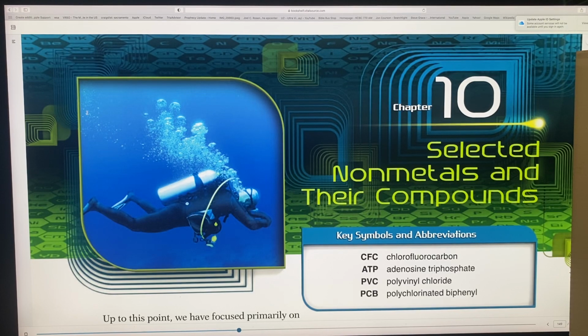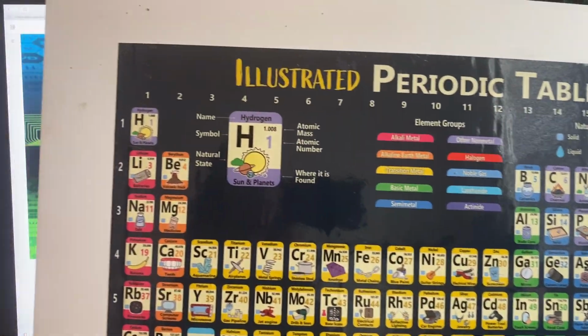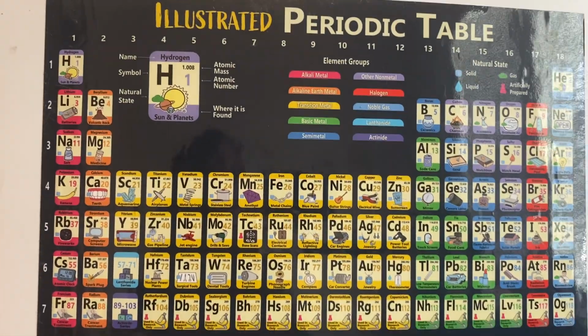So we're in your chemistry chapter 10. We're going to be talking about selective nonmetals and their compounds in this whole chapter. For the next 8 videos, we're going to be talking about certain nonmetals. As you recall, the periodic table, we'll be going over some of the metals and nonmetals on this periodic table.